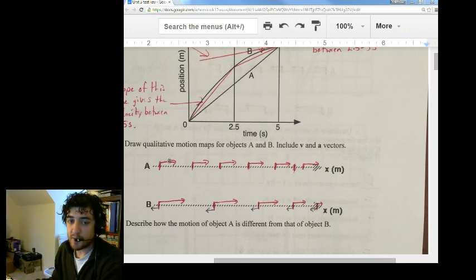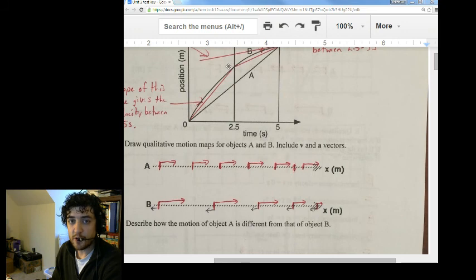The arrows represent that same information. The length of the velocity vector tells you the speed and the direction of the object. They're pointing to the right because these velocities are positive. Each of them is the same length because the speed is not changing. B is also moving to the right, which is why the velocity vectors point in that direction.